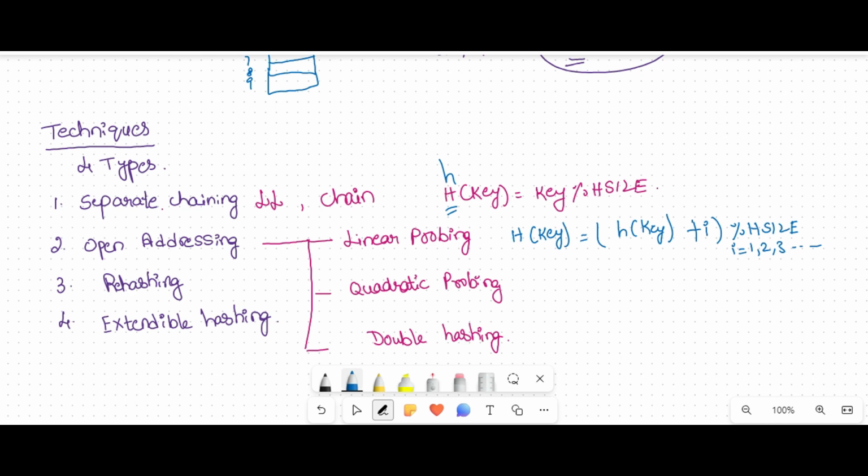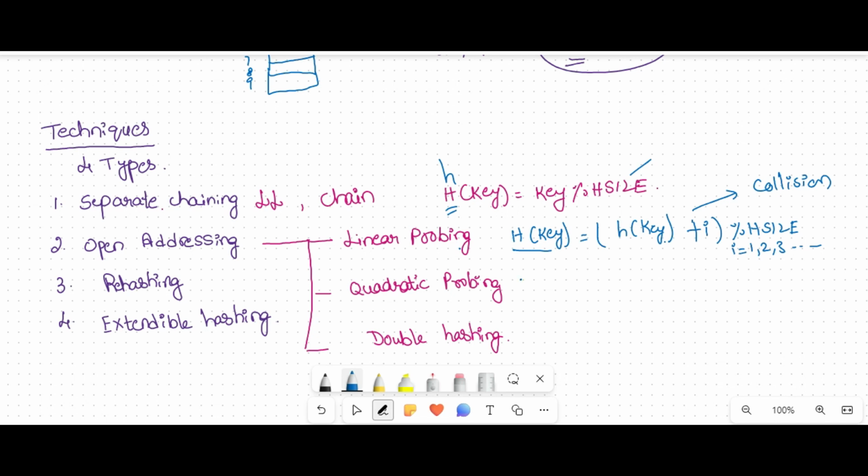So capital H of key is the final hash function. This we will use whenever collision occurs. If there is no collision, generally to insert an element, the general hash function used is key modulus hash table size only. If collision occurs like in the above situation, then by using linear probing you can resolve it by applying this formula. This is linear probing.